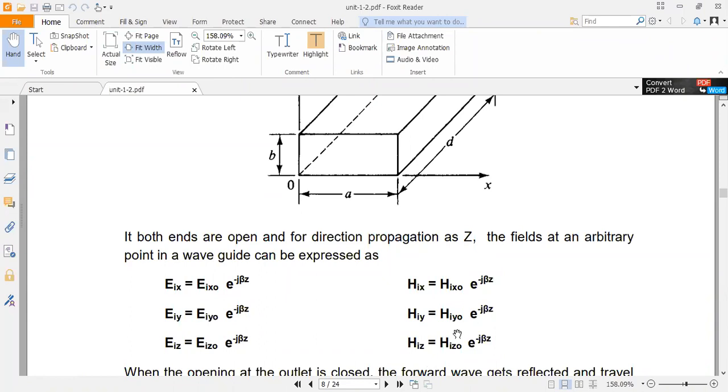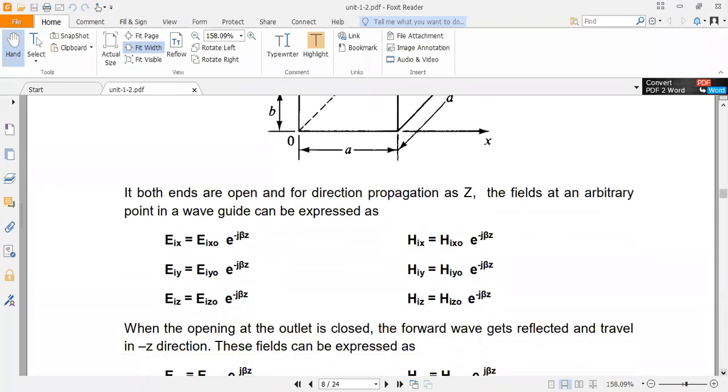Do you have any doubt in these six expressions? Since the wave is propagating in the positive z direction, we are representing e power of minus j beta z. Any doubt? I'll pause for a minute. Anybody having any doubt, please ask me. Understood what I'm trying to convey here?